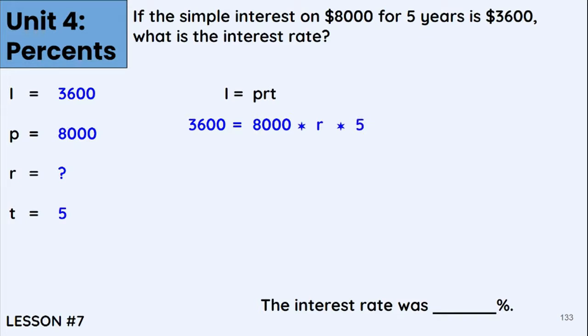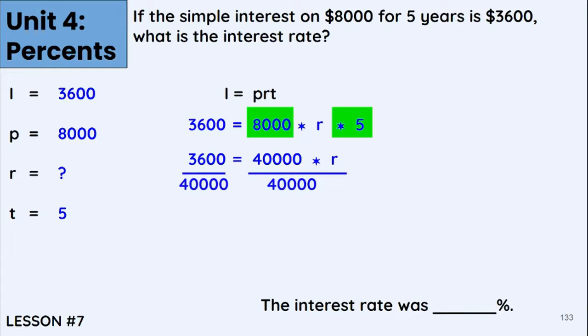All right, to solve this, I'm going to write 3,600 equals, and then I'm going to look at the right-hand side of the equation, and I'm going to clean it up. And I'm going to do that by doing 8,000 times 5. I find 8,000 times 5 is 40,000. So I cleaned up the right-hand side of the equation by multiplying those two numbers together. Now I can solve the equation. R is being multiplied by 40,000, so I'm going to divide both sides of the equation by 40,000. Okay, I'm going to cross off the 40,000s.